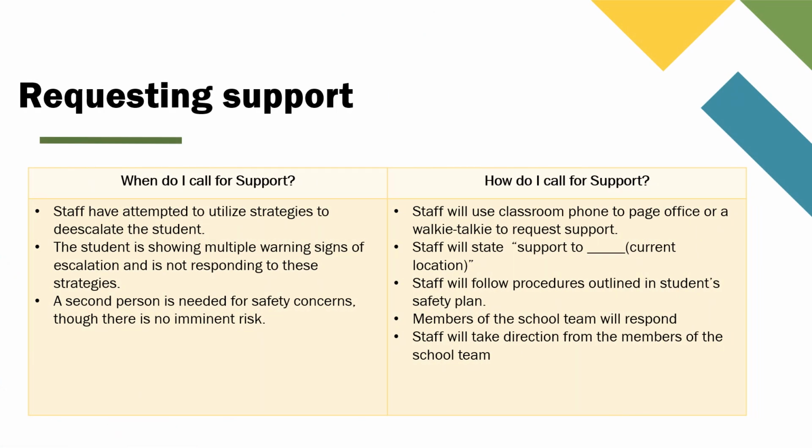If a student is showing multiple warning signs of escalation and is not responding to strategies staff are attempting to implement, staff should call for support. This includes when staff feel like a second person is needed for safety concerns, though there is no imminent risk to self or others. To access support, staff will use the classroom phone or walkie-talkie to page for support. Staff will state support to and their current location. Staff will follow procedures outlined in the student's safety plan, or BSP, or BSIP. Members of the school team will respond. Staff will take direction from the members of the school team at that time.